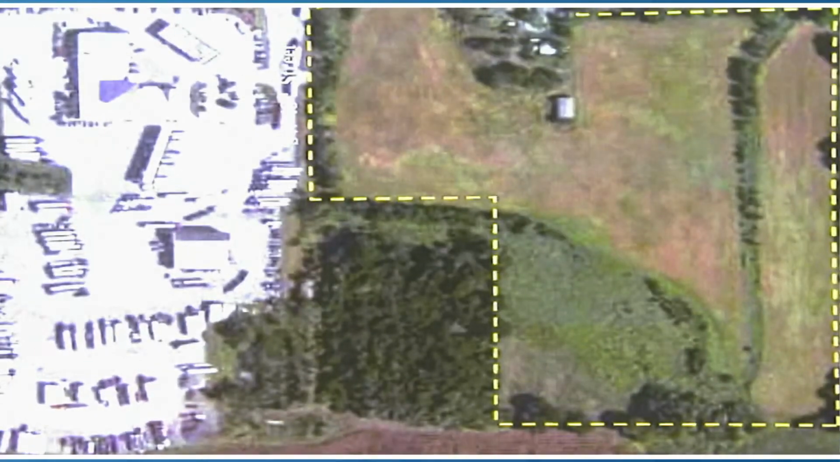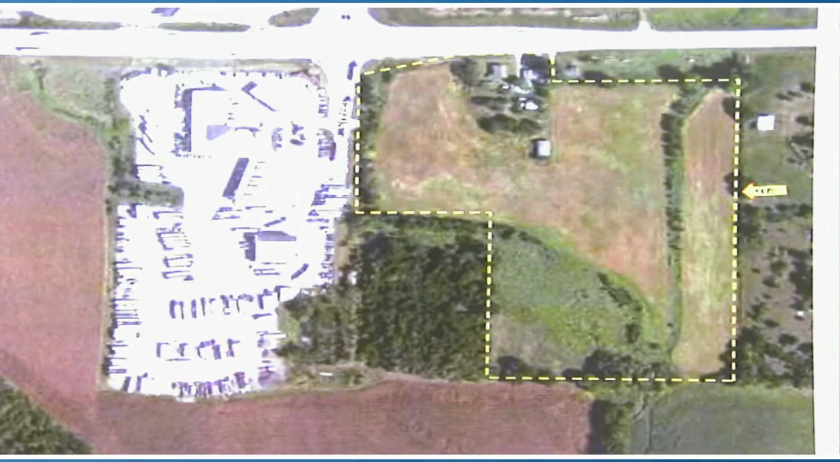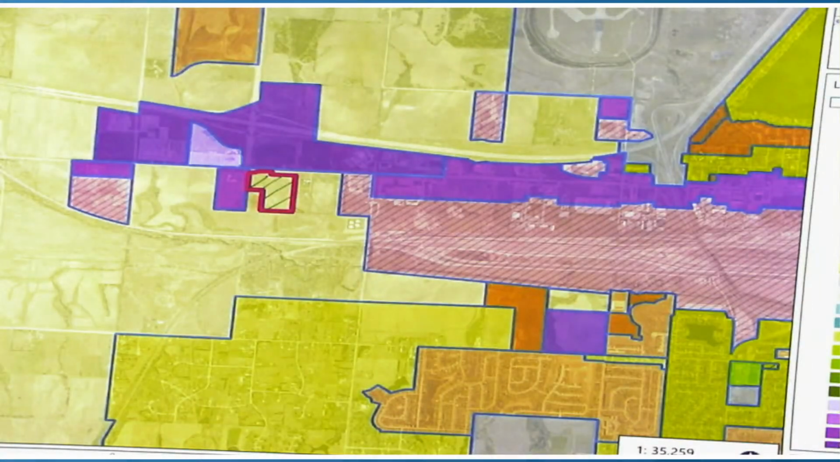Here's a little bit better picture of it. We are working through a preliminary plat that will be submitted to the city of Lincoln in conjunction with this change of zone. You can see that the existing zoning around this property, the purple represents the highway commercial. This is what we are seeking, a highway commercial zoning.